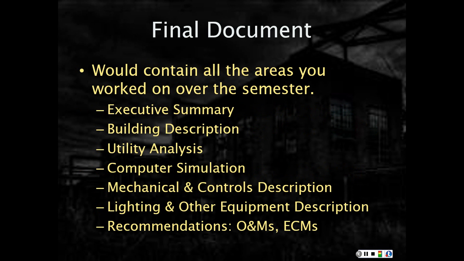Now, in the final document, it would contain all the areas you worked on over the semester. So the general order of the final document, you'd start out with your executive summary. You'd have the building description, followed by the utility analysis, computer simulation, the mechanical and controls description, and lighting and other equipment description. This would be all the data. From building description to lighting would be data.